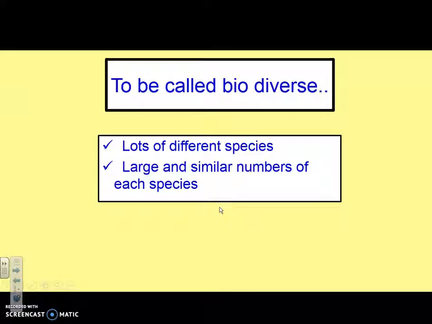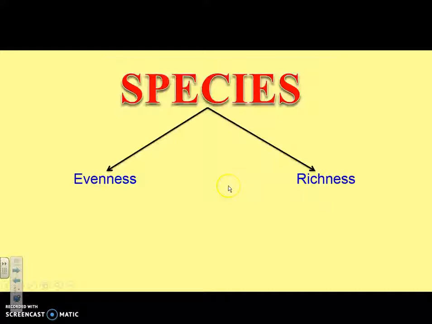So we need to come up with a measure for how diverse a region is. And to be called biodiverse, you need these things: lots of different species and large and similar numbers of each species. If you have a habitat that's completely dominated by one type of plant, and although there are others in there, they're only ever found in ones and twos, you can't really call that diverse. So we're looking at evenness as well as richness.